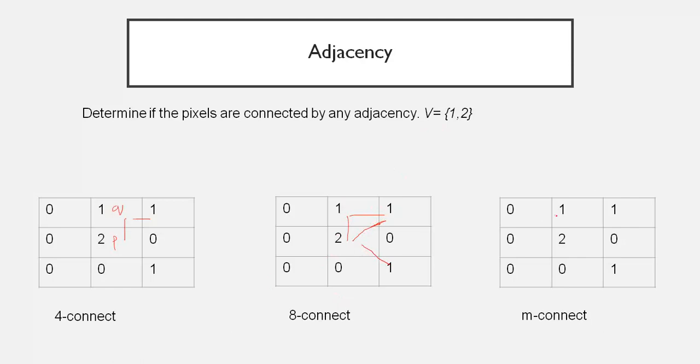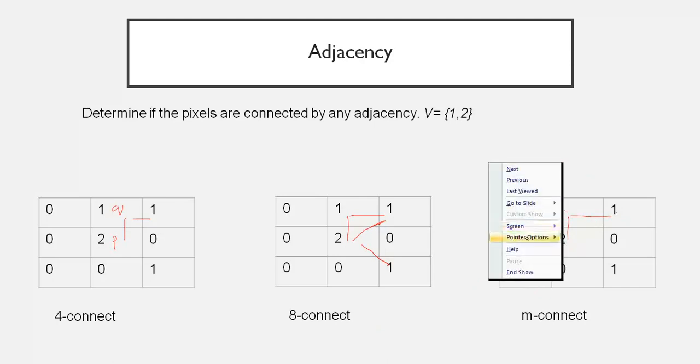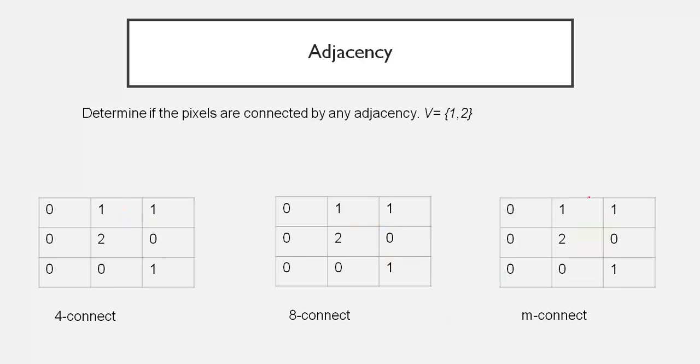For M connect, can I connect these two? Yes, I can, because 1 is a 4 neighbor of 2. Can I connect these two? Yes, we can connect, because this one is a 4 neighbor of this one. This one we can connect. Can we connect this 2 to this one? Let me just erase all the ink again. So the question is, can this 2 and this diagonal 1 be connected? Let me say that this is my pixel P and this is my pixel Q.